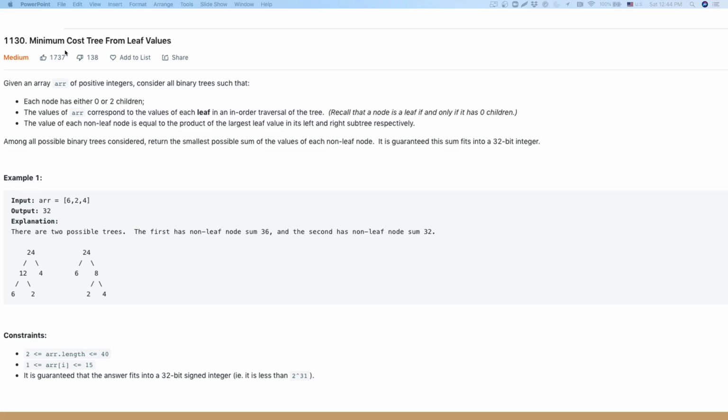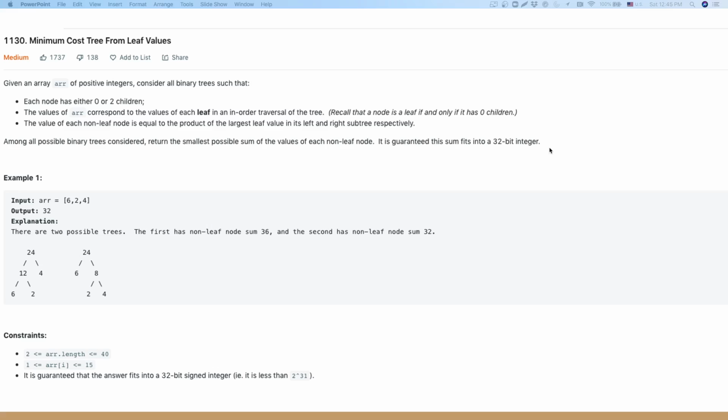Okay, now we're gonna find the minimum cost tree from the leaf values. So given an array ARR of positive integers, consider all the binary trees such that each node has either 0 or 2 children, and the values of the array correspond to the values of each leaf in the in-order traversal of the tree, and the value of each non-leaf node is equal to the product of the largest leaf value in the left and right subtree respectively. Among all the possible binary trees considered, return the smallest possible sum of the values of the non-leaf nodes, and it is guaranteed that this sum fits into 32 bits.